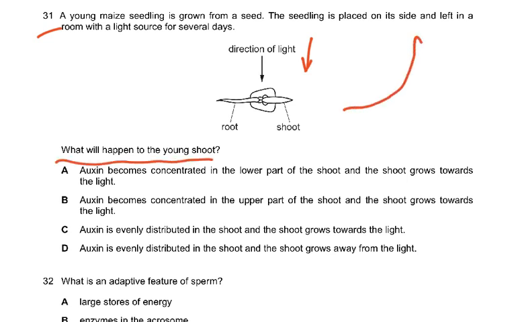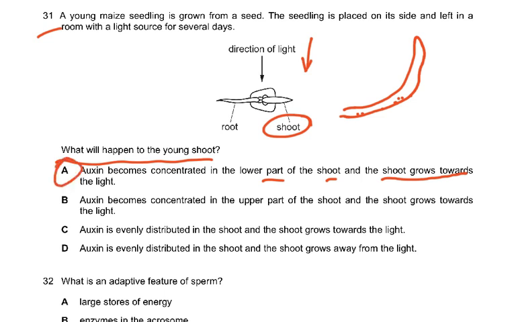Yes, the shoot is going to grow upwards. So this shoot is going to grow upwards. Auxin becomes concentrated in the lower part, and it causes it to grow more. So auxin becomes concentrated in the lower part of the shoot and the shoot grows towards light. So that is the correct answer.